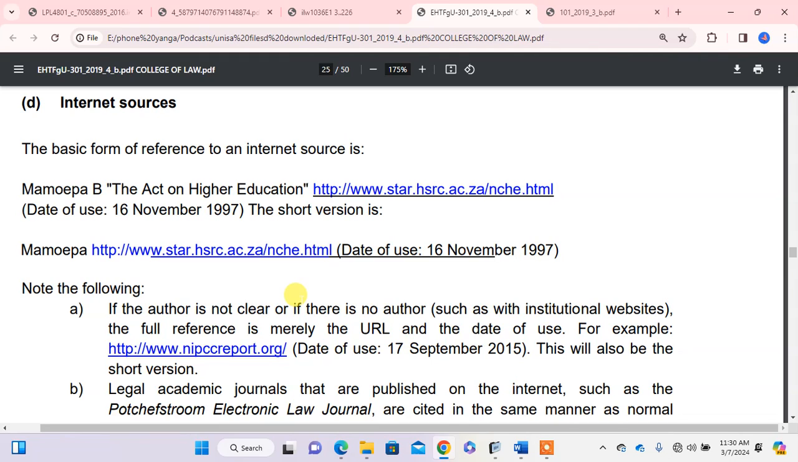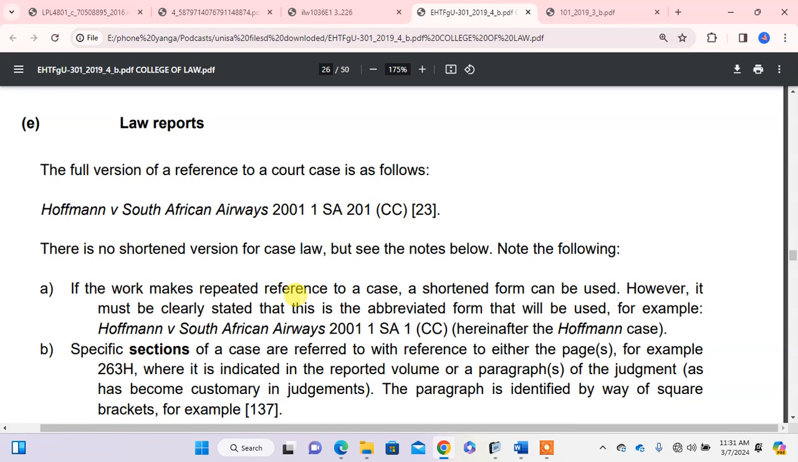These are the law reports. When you give a law report, it's very crucial that you give the full version of a reference to a court case. So a court case must be like this: Hoffmann v South African Airways, 2001. It was reported in the South African Law Reports, and then it's 201 in the Constitutional Court. Then this is how you reference the law report, which are case law.